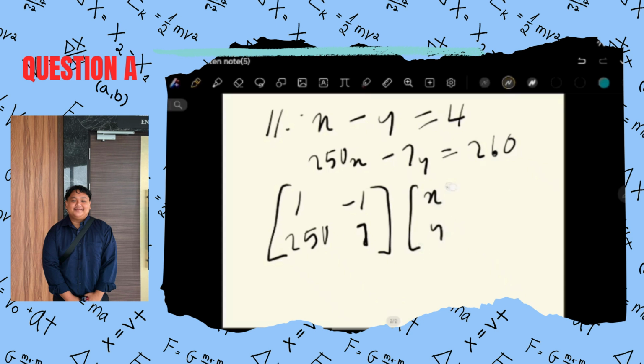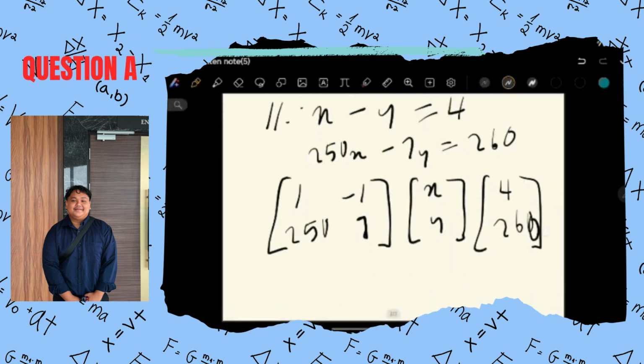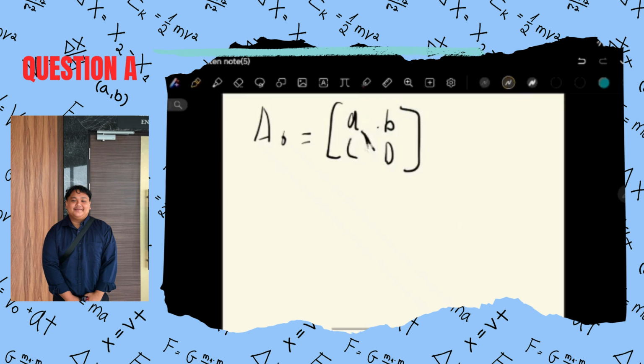This is x, y, the matrix, and this is 4. Sorry for the bad writing. From the matrix that we wrote, we must find the determinant. For the first one, the determinant is A, B, C, D. This is the formula: A multiplied by D minus B multiplied by C. And how to write it is 1 times 7 minus negative 1 times 25.